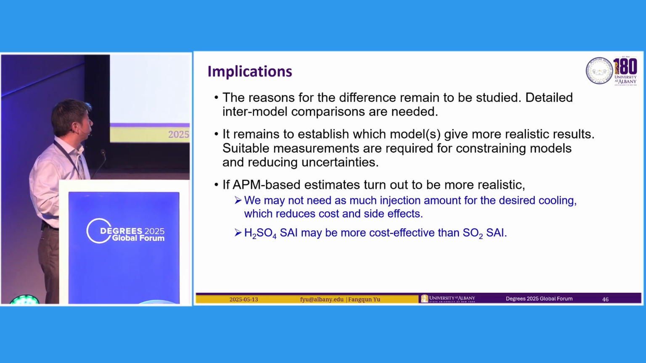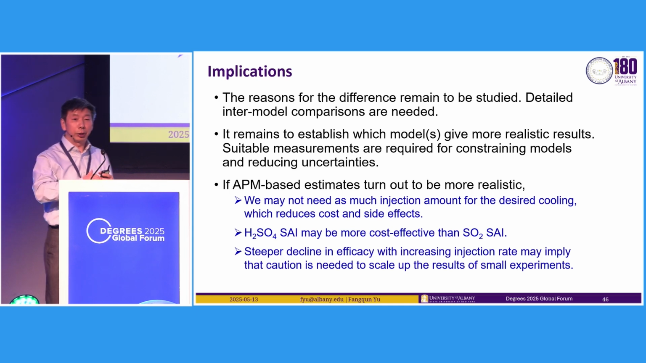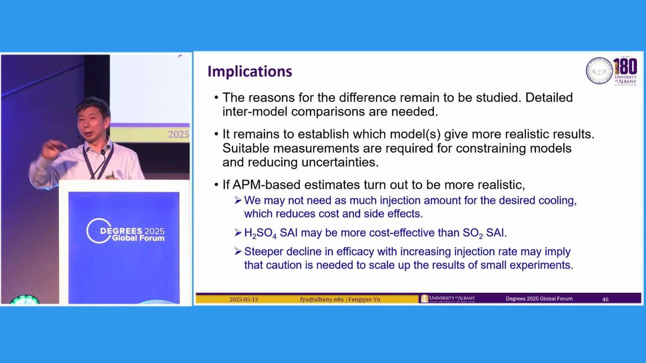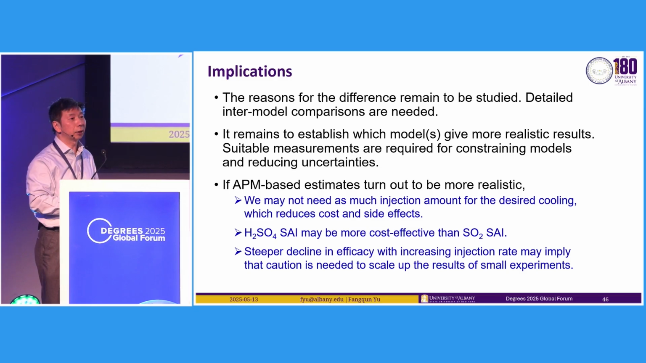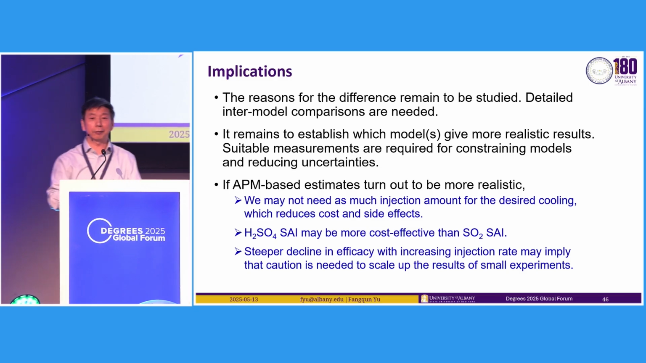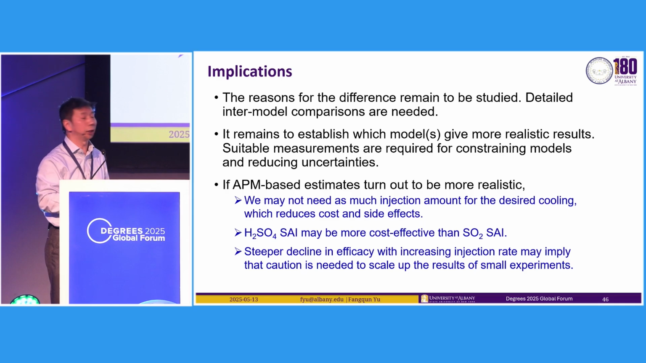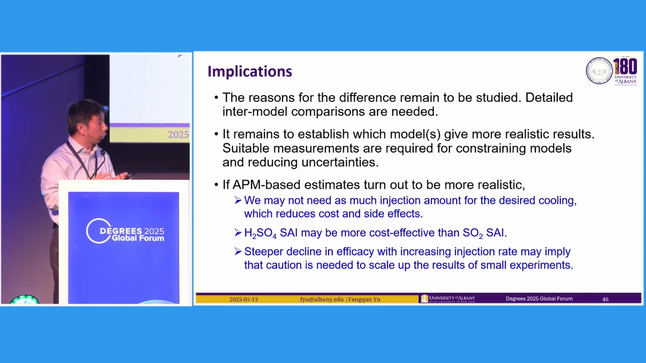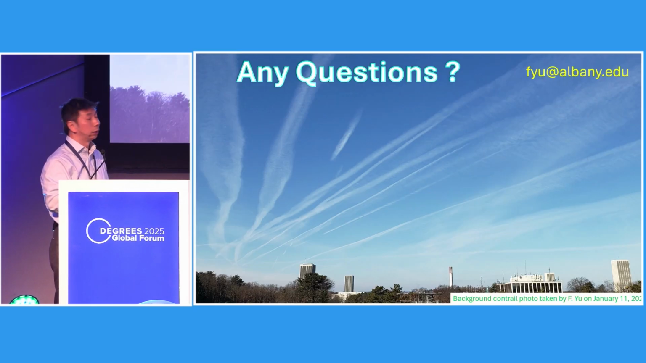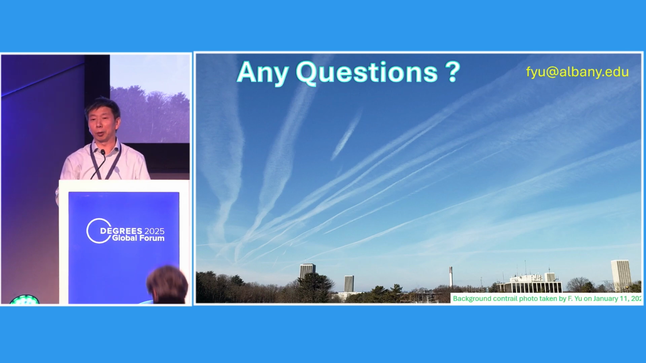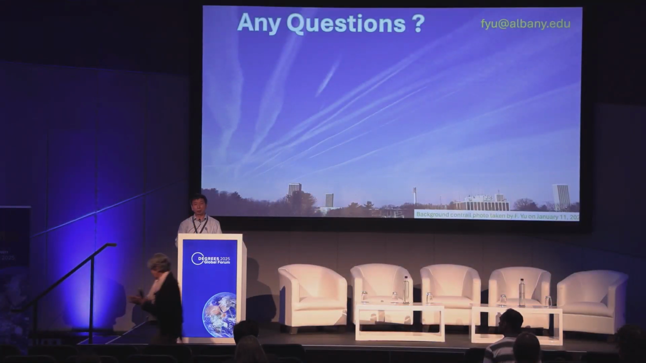That's also important. And we show a steep decrease, which also has implications, because in the future if we do field measurements, they will probably be small scale. Small scale results could be different compared to large scale, and we need to keep that in mind when we scale up the results. So that's all I prepared. Thank you for your attention, and I'll be happy to answer any questions you may have.